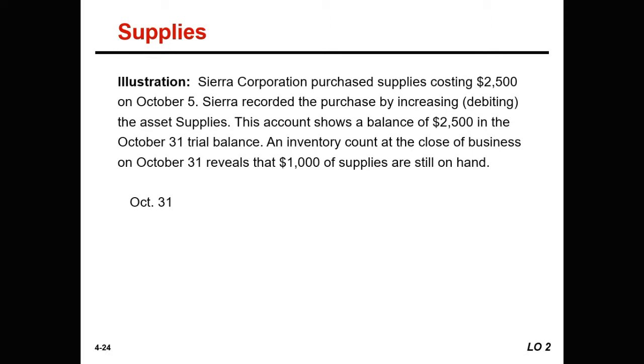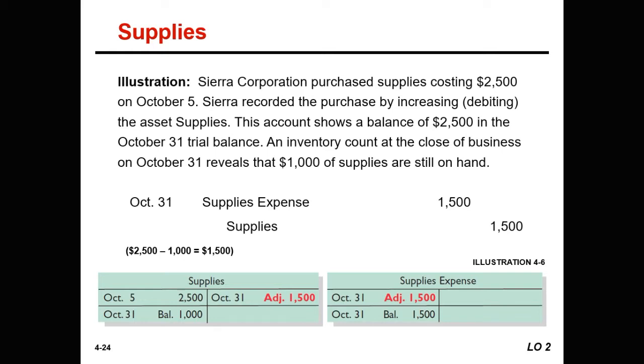However, they've used some of those supplies in the course of the month. So there was an inventory count done at the close of business on October 31st. And it showed that there was really only $1,000 of supplies that were still on hand. The account balance is $2,500, and there's only $1,000 in supplies. Then that means that we must have consumed $1,500 worth of supplies. So our supplies expense for the month of October would be $1,500. And we would adjust the supplies account by that $1,500 to accurately reflect that there is only $1,000 of supplies that are still on hand.